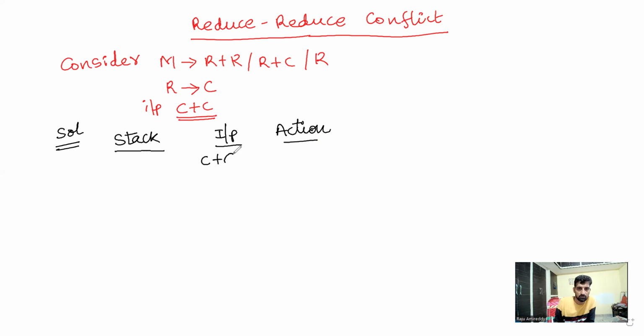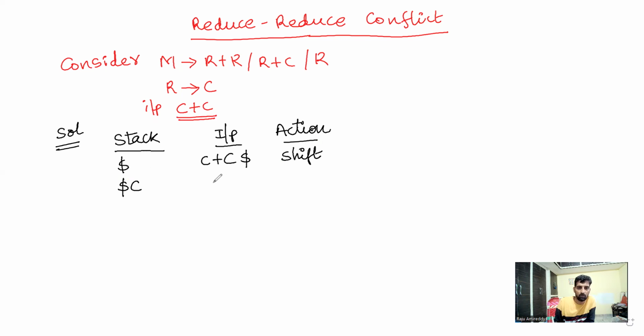input. So this is a dollar initially. Every input value ends with a dollar. Now, what do we have to do? We will send the input value to the stack. This is dollar C. Whenever you send this value to the stack, this is called shift.